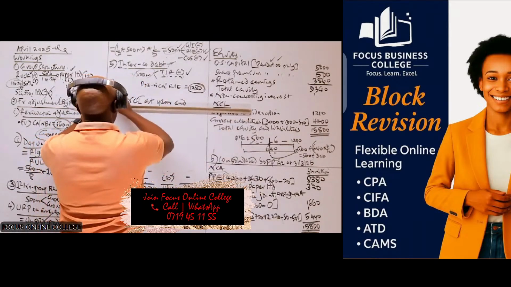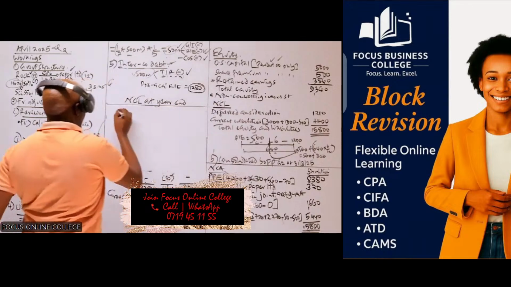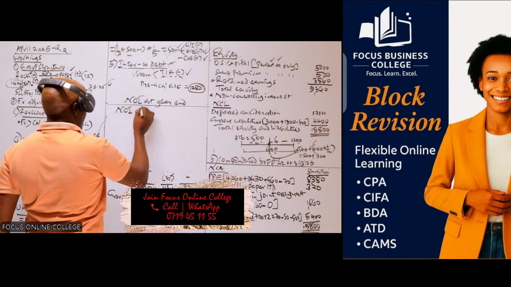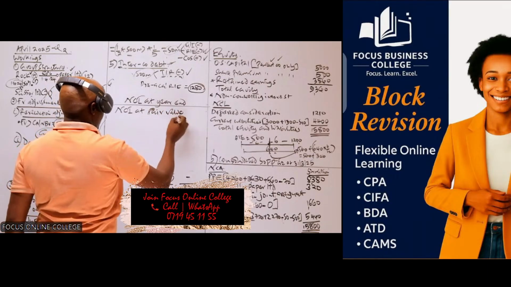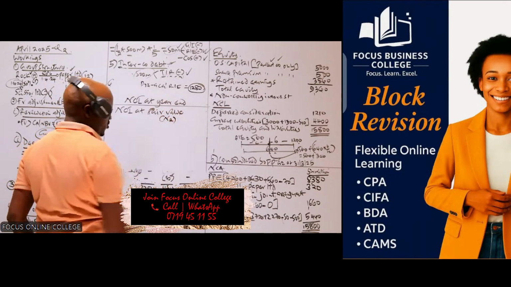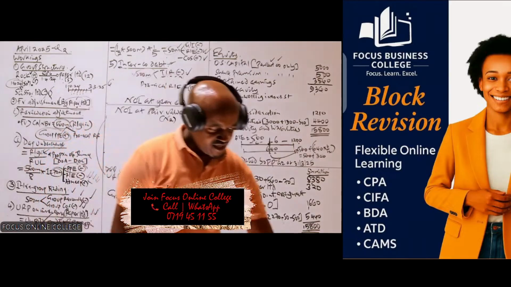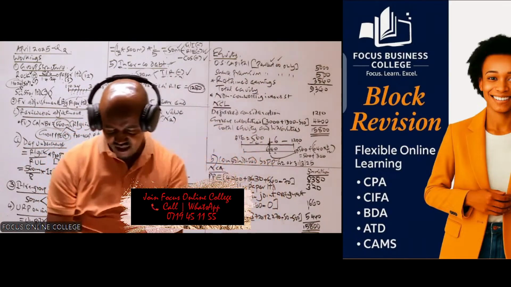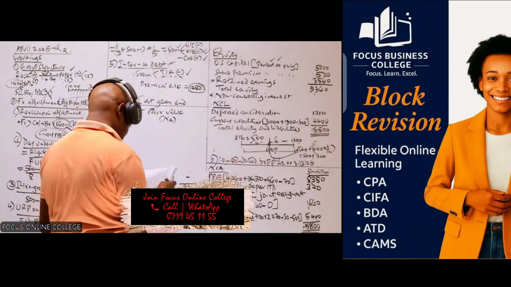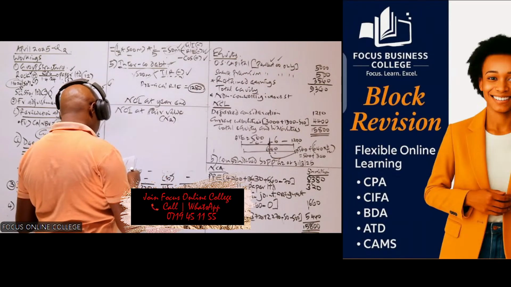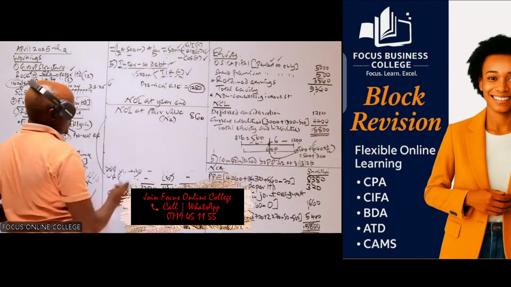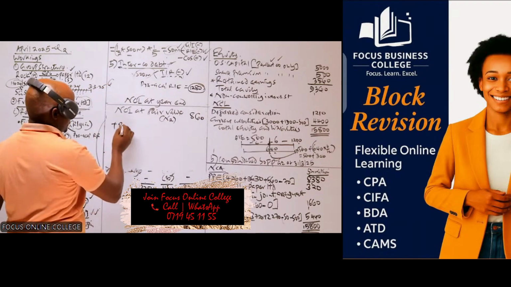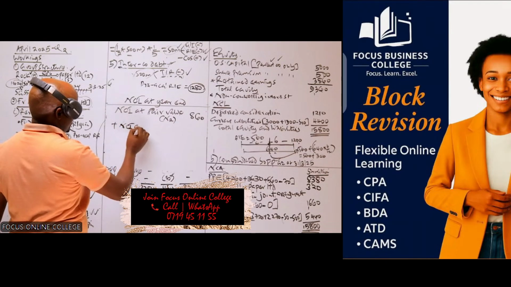Now to compute this, very simple. We take the NCI at fair value, which is basically given in note 2. How much is the NCI at fair value in note 2? It is 860. I hope you can see that. And then to this, what we add here is something called the NCI share.